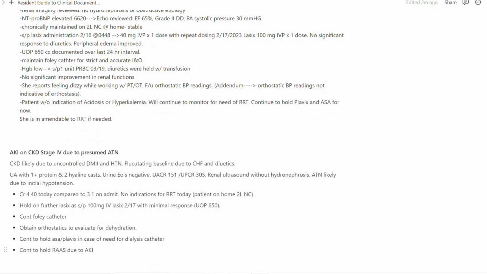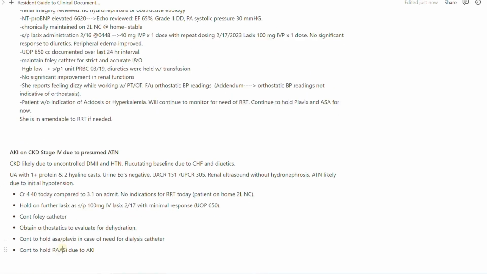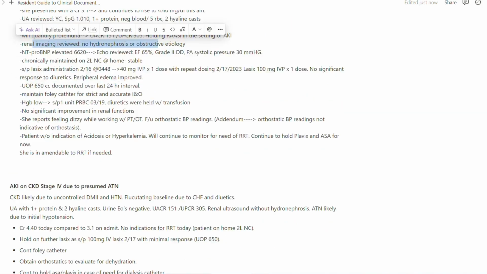So I'm going to move this down here. I'm going to add the I there. Continue to hold the RAS inhibitors in the setting of AKI. So yeah, due to AKI. Renal imaging review, no hydronephrosis. Again, this is all old stuff because I know. So renal ultrasound without hydronephrosis. Again, I had this kind of in our evergreen portion there to keep things straight.